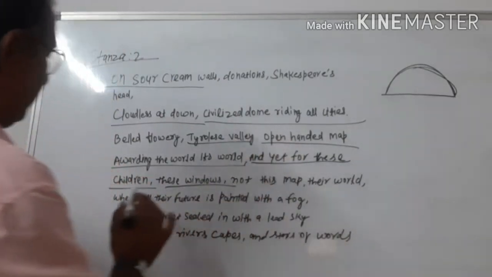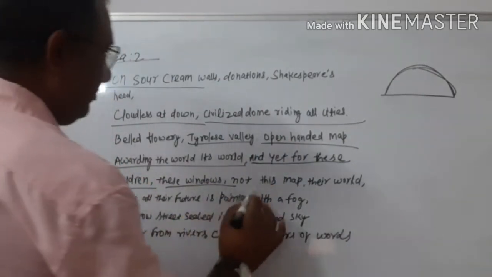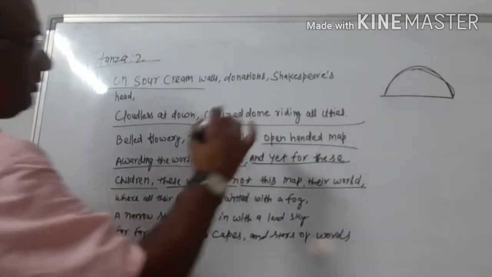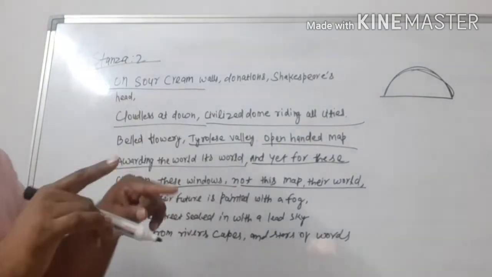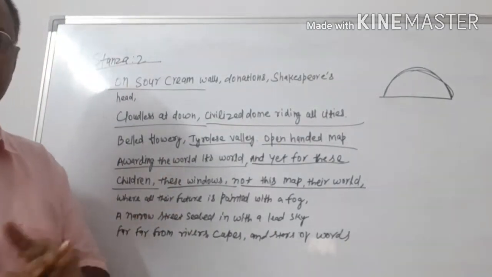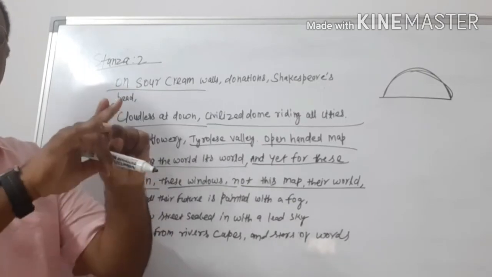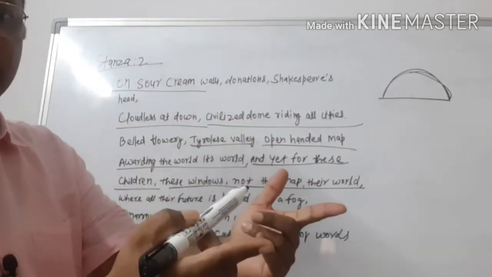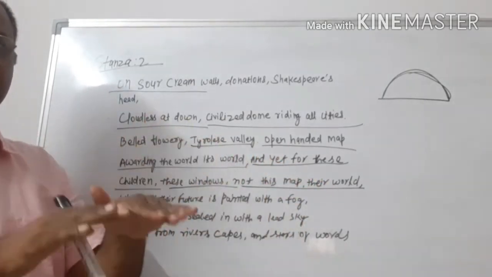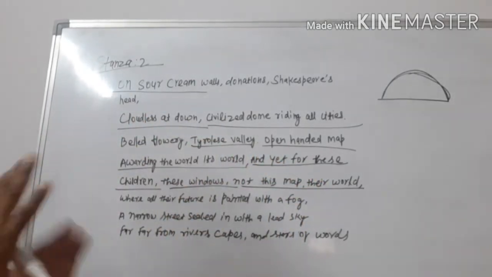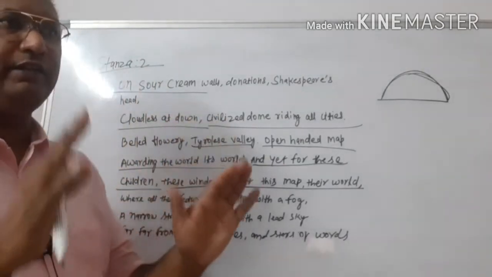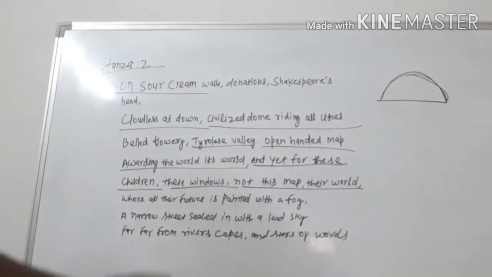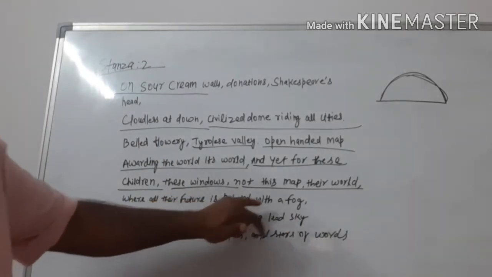So not this map, but their world, where all their future is printed. So these windows, not this map, are their world. This map which is hung over the wall is not their window, but their window is what? The window of their classroom, from where they look outside, they see their slum. So they are not going to see the outside world in reality, but what they are only going to see is their slum area, where all their future is printed with fog.